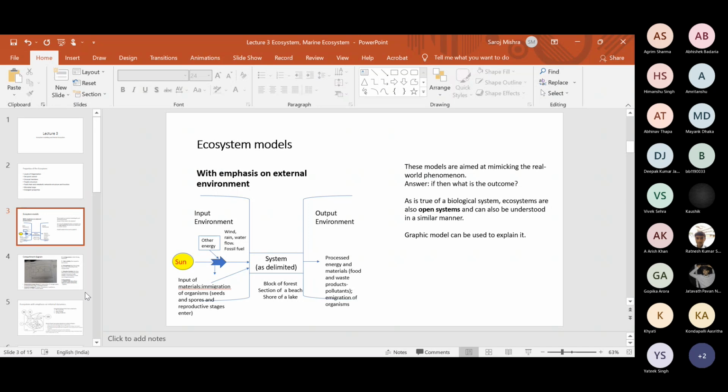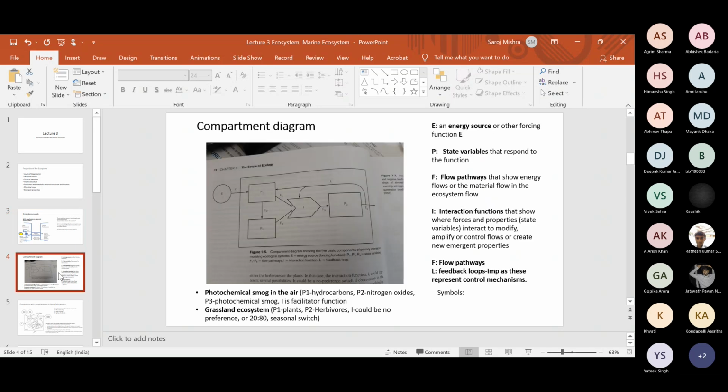Okay. So now let me give you an example of a very, very simple model which is developed. The picture which I showed you earlier in slide 3 was a very general kind of diagram. But now this is called a compartment diagram or a flow diagram, where we can try to understand what the different components are and how the energy flows through the different components in the ecosystem.